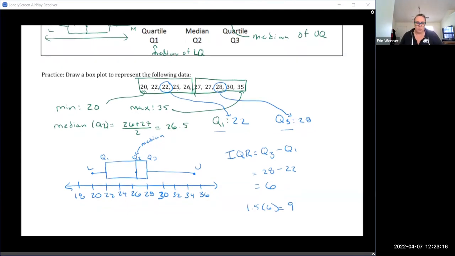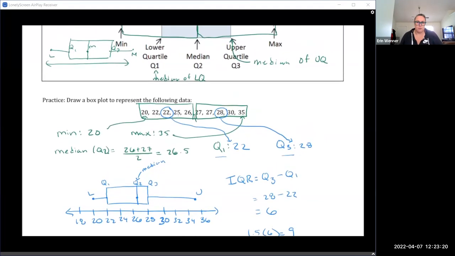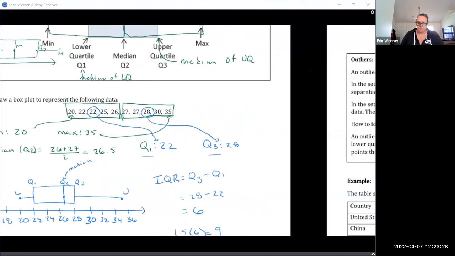So before I move forward, I just want to make sure if there are any questions about creating box and whisker plots. It just takes practice. We'll do more of them, okay?